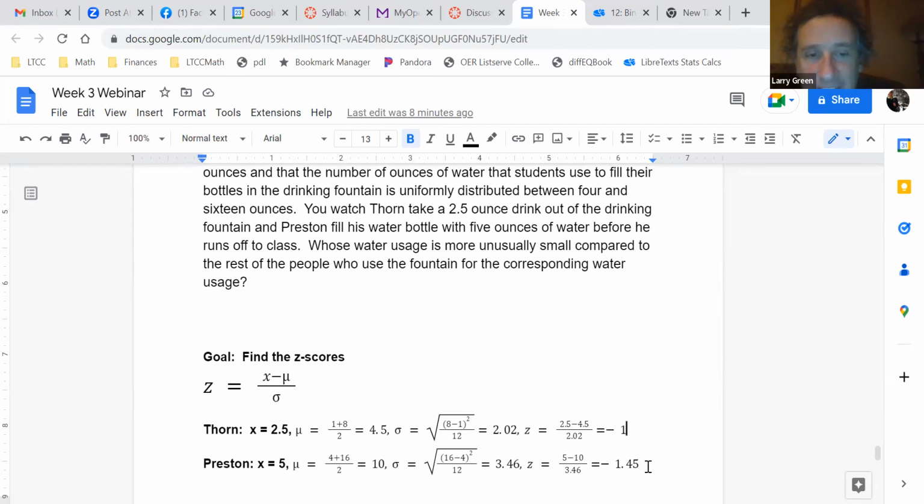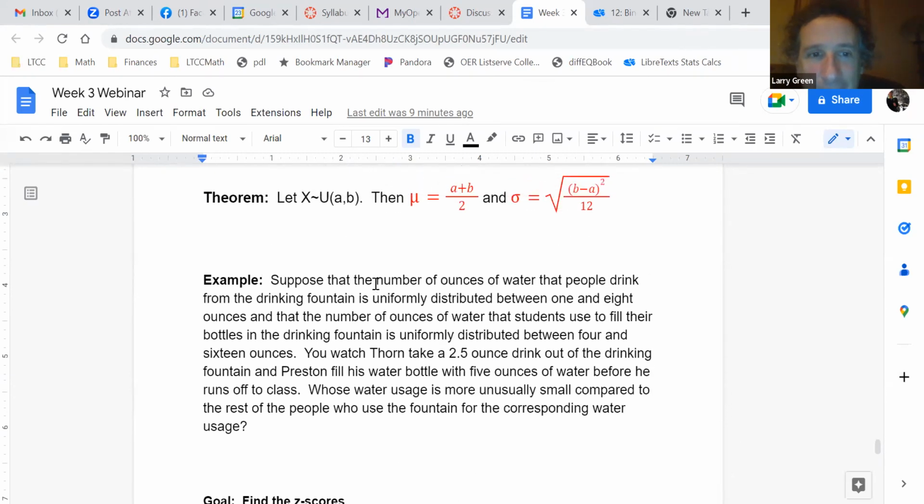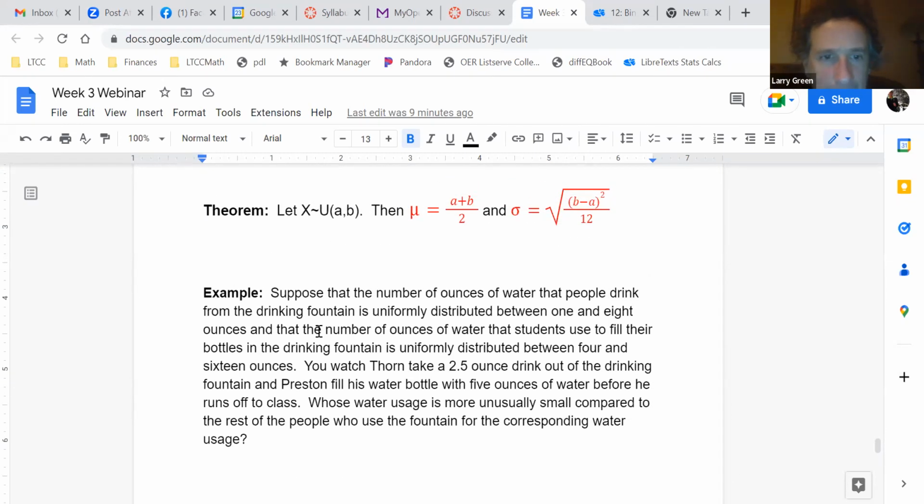Okay, then we go to Preston. Preston filled his water bottle with 5 ounces of water. So Preston's x was 5. Any questions on that? Notice he's not just drinking from the fountain, he's filling the bottle. So for filling the bottle, it's uniform between 4 and 16 ounces. Any questions on that?